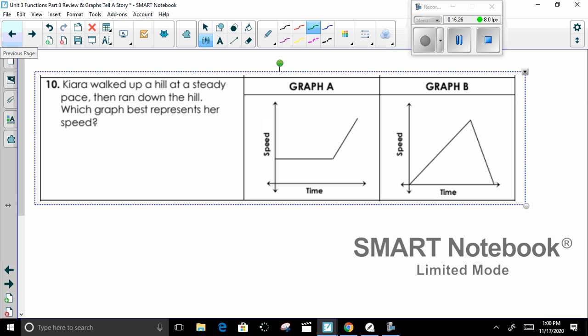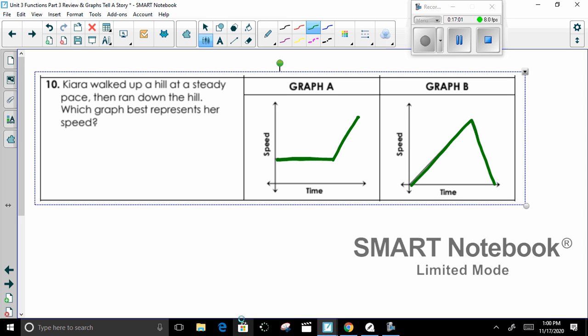Last but not least, Kiara walked up a hill at a steady pace, and then she ran down the hill. So her pace is steady. So her speed is the same over time. Which one of these starts with a steady speed? Well, this one, the speed is staying the same, and then it looks like my speed is increasing. This one, my speed is increasing, and then it's decreasing.